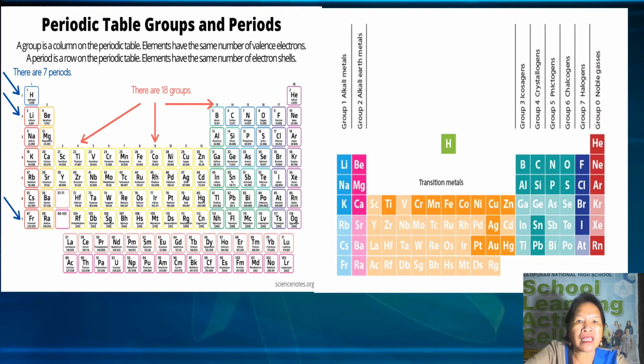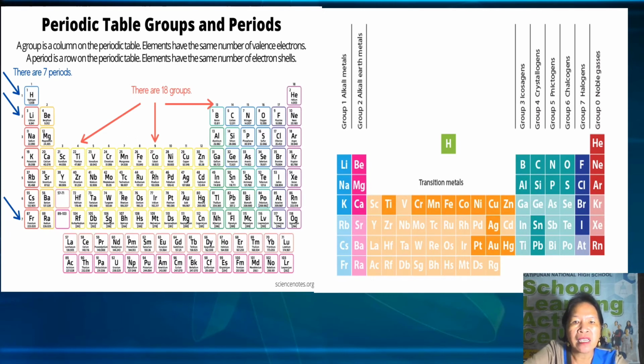Take note, class, that elements that are in the same column tend to have similar properties. For this, each column is called a family. This one here, from lithium, sodium, potassium, rubidium, cesium, and francium, they belong to the same column. Therefore, they have the same property. And each column is called a family and has a family name. So, you look at here. Group 1, alkali metals. So, that is before.